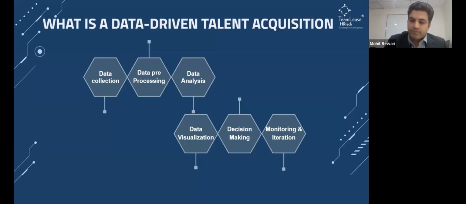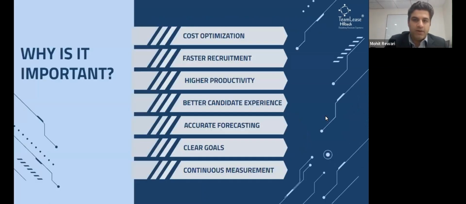We'll talk a little about the importance now, that why is it important. With the time we are in, I think it is very much evident that the problem statements we are trying to solve are majorly common, like cost optimization or faster recruitment, higher productivity from the recruiters as well as the talent acquisition leads. These are the common statements across the organizations, and there is nothing new about it.